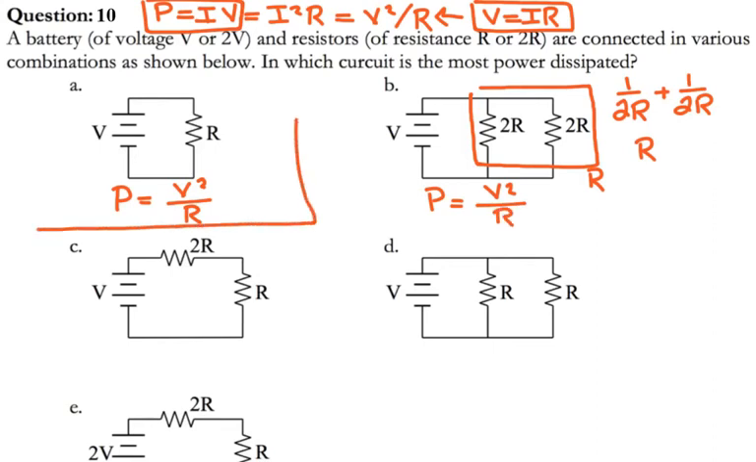So we have the first one, the second one. For the third one, the total resistance in this case is 3R. So the power is equal to V squared over 3R.